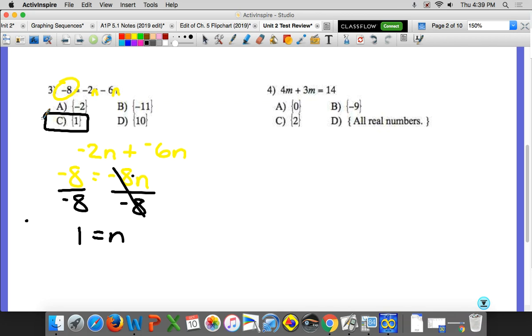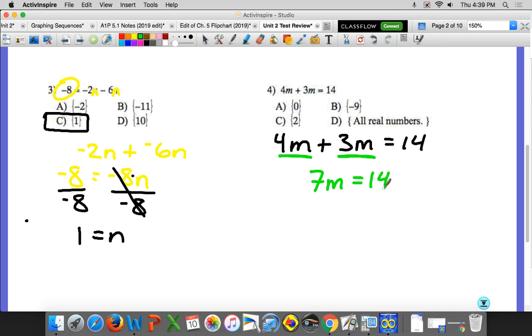So for number 4, we have a very similar problem. The only difference on this one is the variable is m, and we are simply adding these. There are no negatives involved. So we have 4m plus 3m equals 14. And since we have like terms, we just combine them. So it's just simply 4 plus 3. And so we get 7m equals 14.